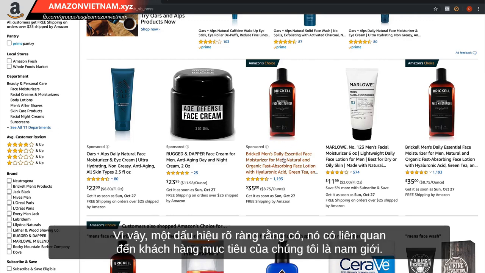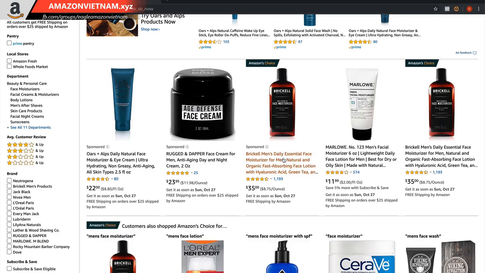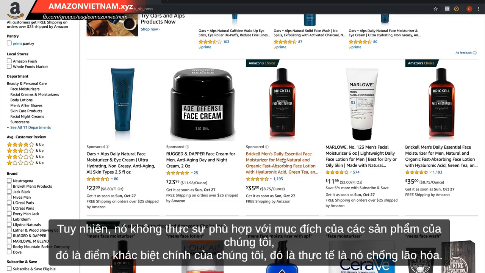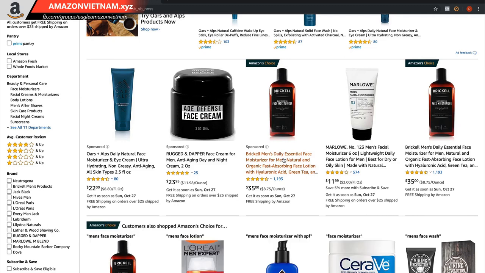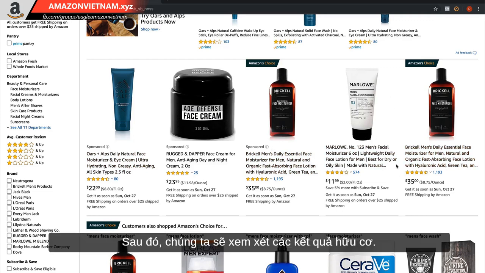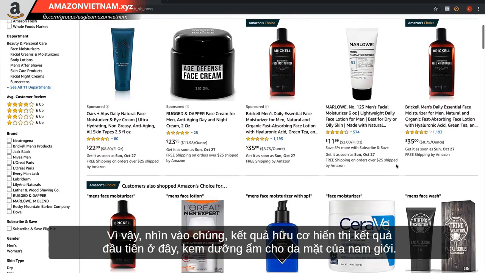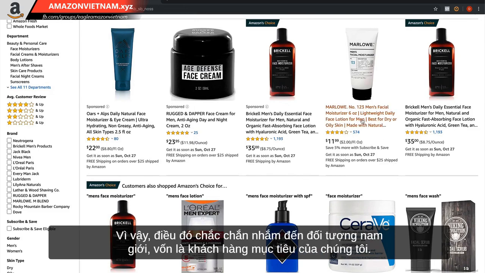So a definite indication that yes, it is relevant to our target customer, male. However, it doesn't really match the intent of our product, which is our main differentiator, which is the fact that it's anti-aging. So those are the sponsored results. Then we're going to look at the organic results. So looking at the organic results that show up, the first one here, men's face moisturizer. So they're definitely targeting the male audience, which is our target customer.